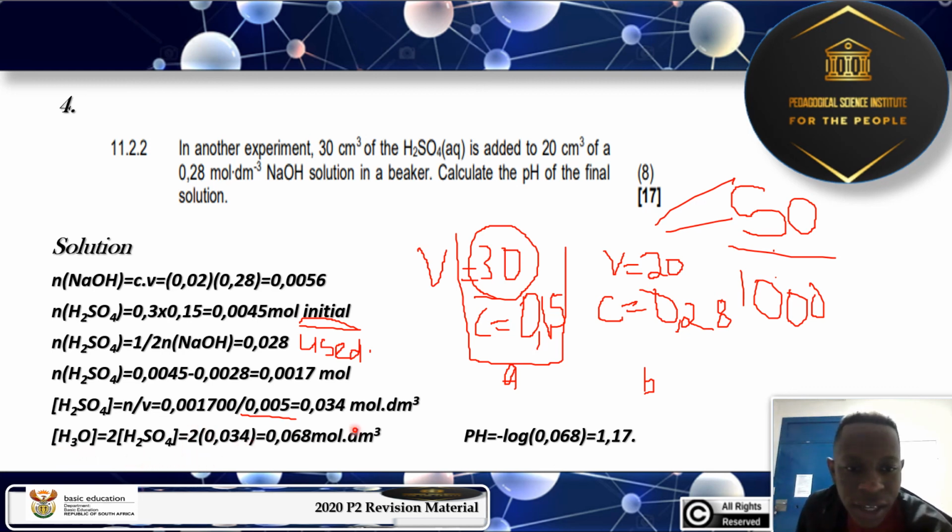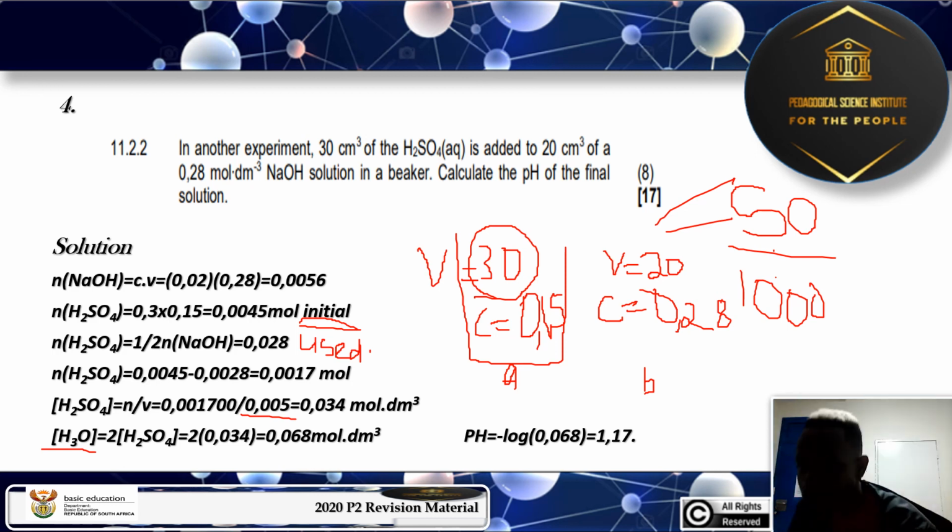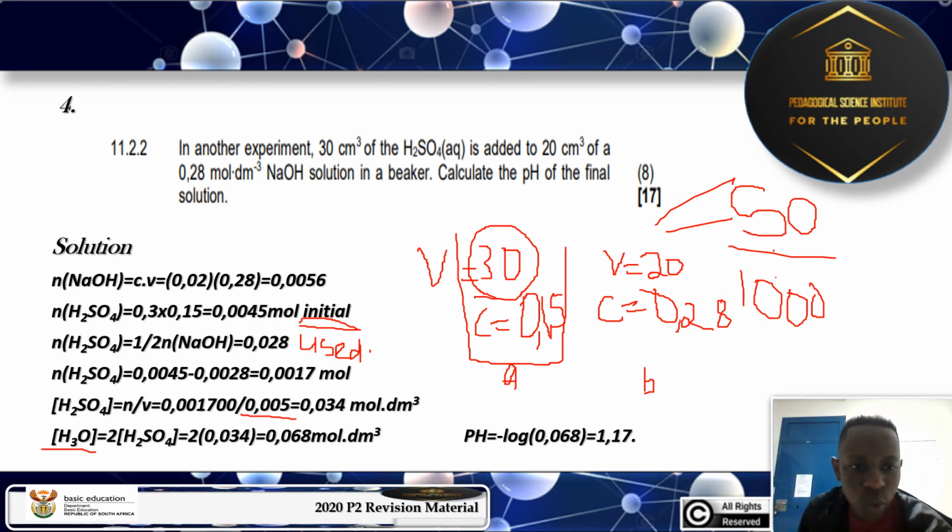Which is equal to 2 times the concentration of sulfuric acid. We put it here, then we find 0.068 mol per cubic centimeter, which now is the concentration of this H3O. We have multiplied the concentration of sulfuric acid by 2 to get the concentration of the hydronium, because H2SO4 donates 2 times.